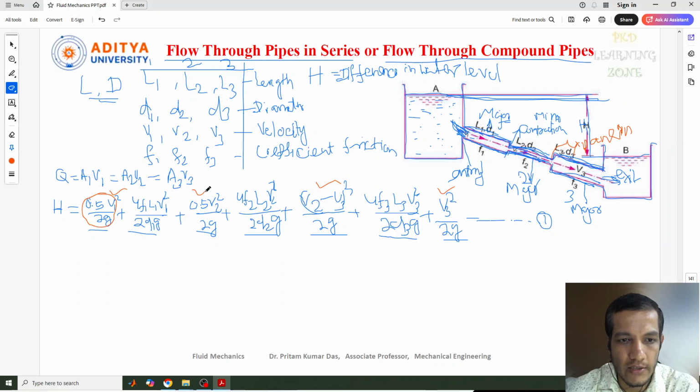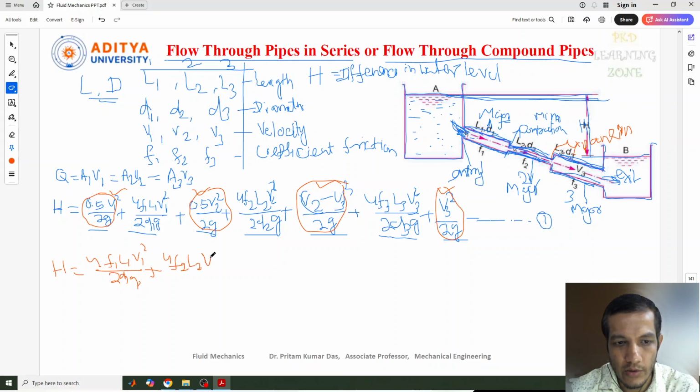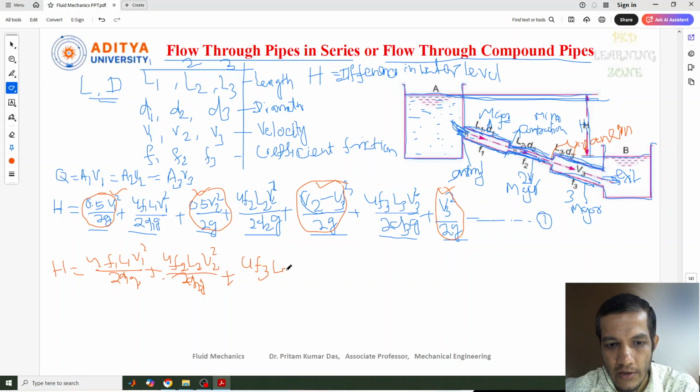So if you neglect all these minor losses, then what will the major losses be? The major losses we can write in this way: H equals 4f1 L1 V1 square by 2 D1 g, plus similarly 4f2 L2 V2 square by 2 D2 g. Next, the third one, this is 4f3 L3 V3 square by 2 D3 g.